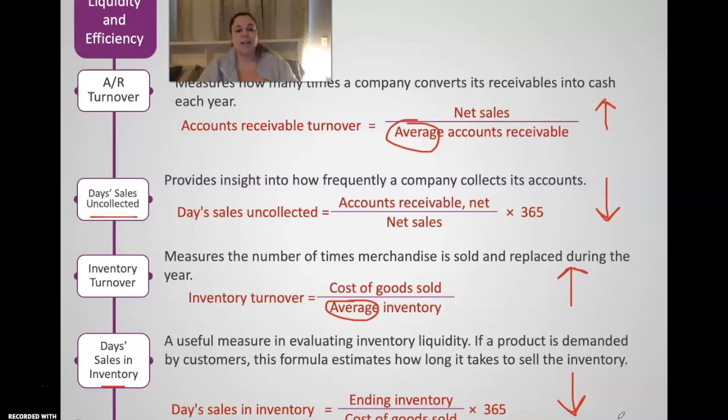A company like a car dealership, it might take them 60, 90 days to sell a car, so they'd have a much higher number. So it really depends on the industry here. But you would be taking your ending inventory, so basically this year's inventory, divide by your cost of goods sold, times 365.